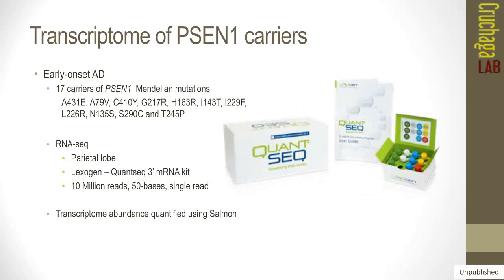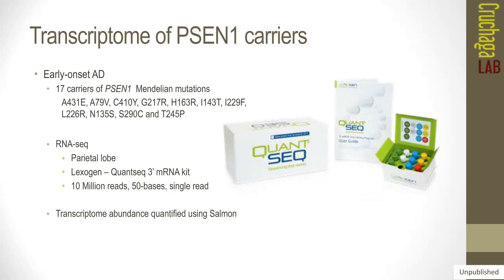So what we really want with all of this work is to analyze the transcriptome profiles of different carriers of mutations or risk variants in different genes associated with AD. And to do so, we need to correct for different sets of cell compositions.